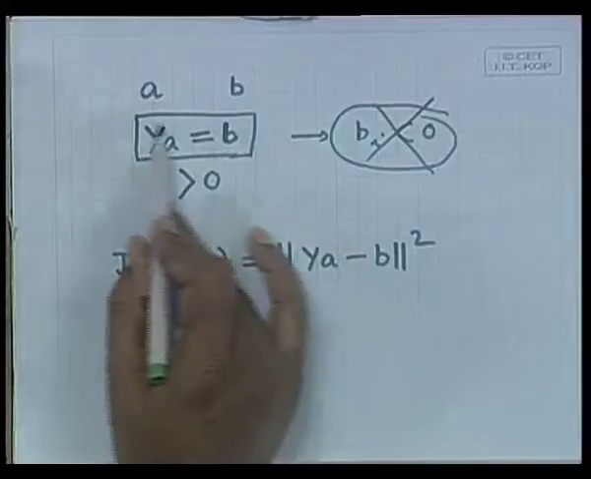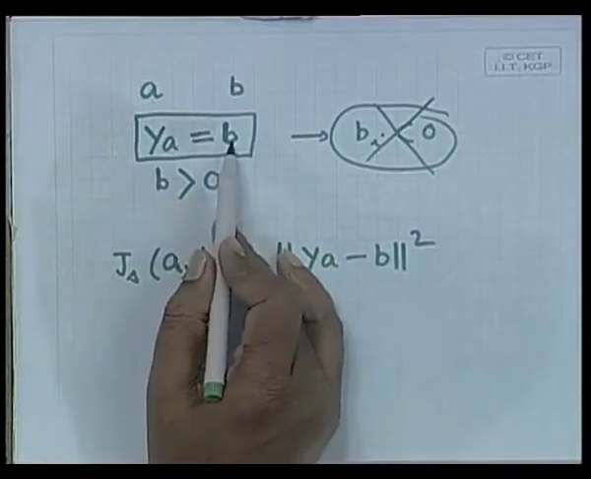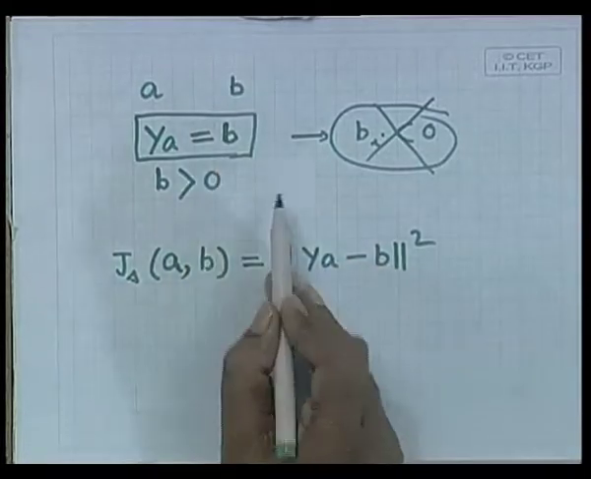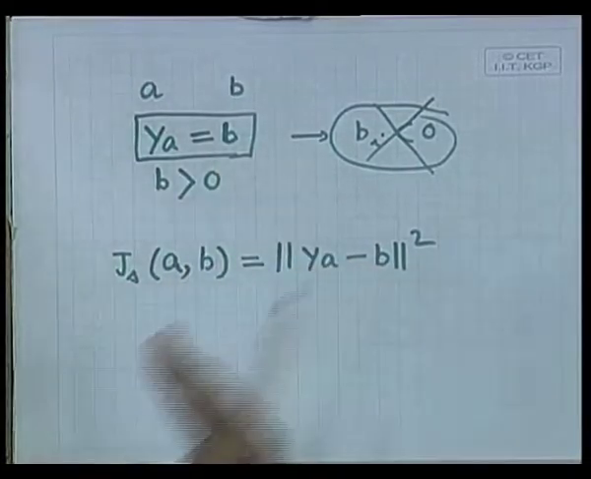If the classes are linearly separable, then we have said that we can have a solution of this form, YA equal to B, where B is greater than 0. So we will take the different margin vectors which are greater than 0, and then find the corresponding value of A. While doing so, we start with an initial margin vector and then go on updating the margin vector with the aim to come to a proper solution.